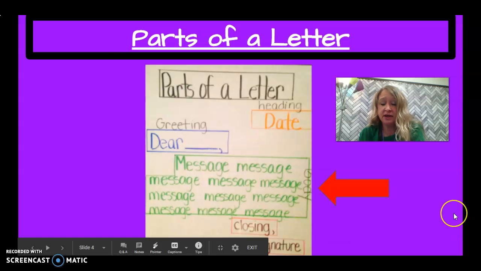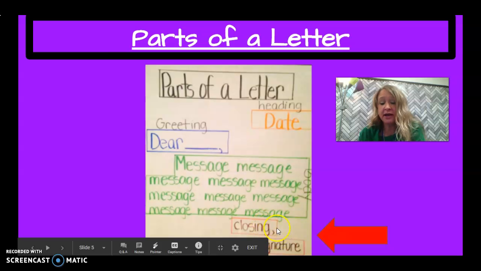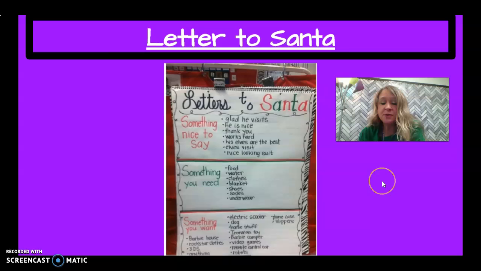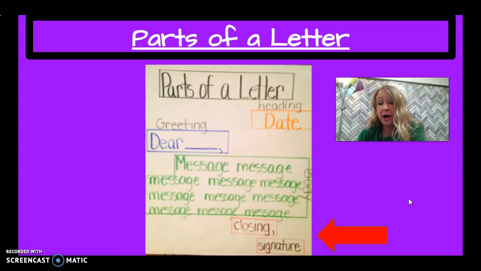Okay, the next part of the letter, a friendly letter, is called the closing. The closing is where you say love, yours truly, sincerely, your friend, comma. Okay, your closing is like you're saying goodbye. Okay, and the last part of your friendly letter is your signature. The signature is where you sign your name or you write your name so they know who the letter is from.